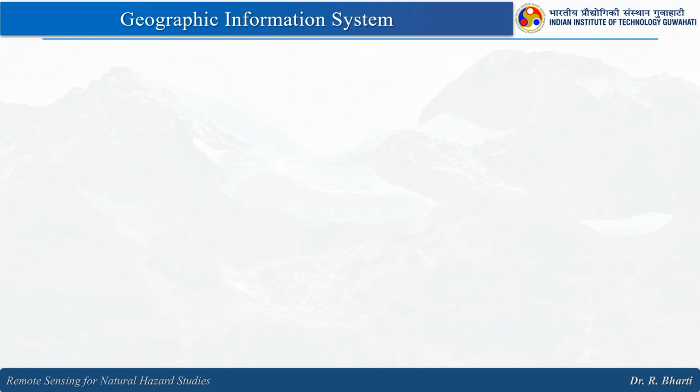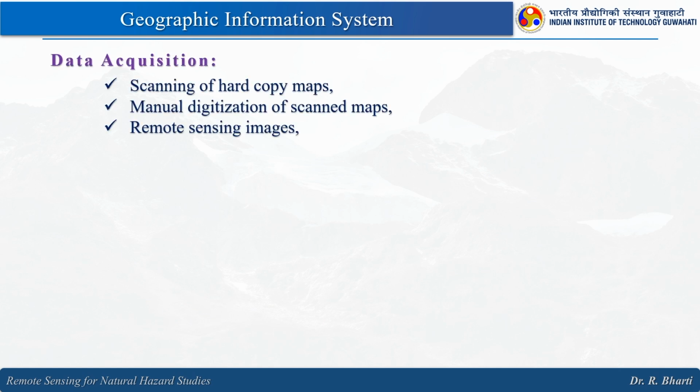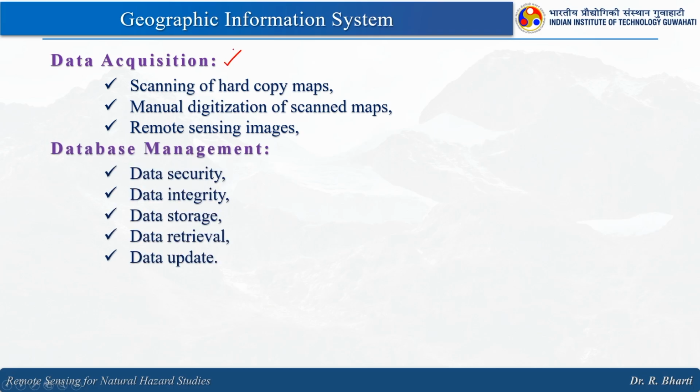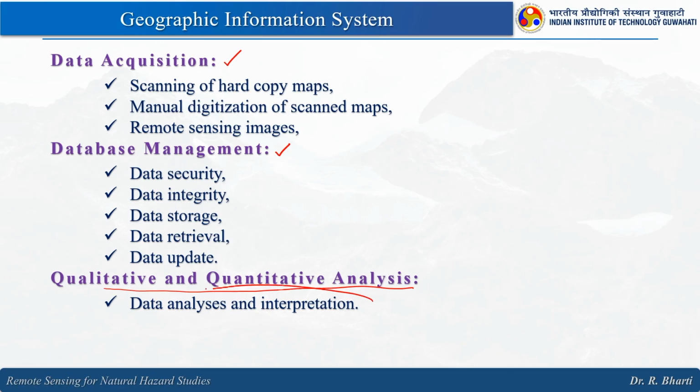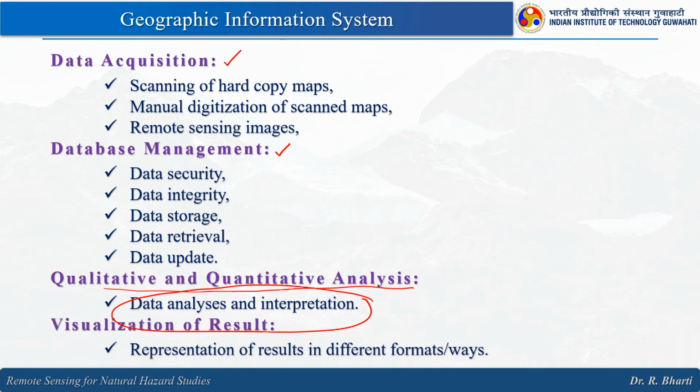Now, when we talk about geographic information system, the spatial or geographic data is involved. Here you have a major section which is called data acquisition, then database management, and then qualitative and quantitative analysis. In this analysis, the sky is the limit; any AI, ML, machine learning, any algorithm can be used under the umbrella of the GIS domain, right.